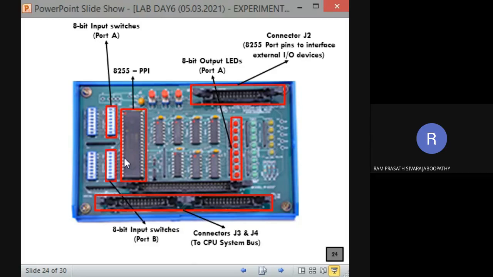Similarly port B kooda 8 switch koduthirukkaanga. What it means? Namma panna pora experiment la port A la switch connect panna porom, port B la LED connect panna porom, correct? Aana inga enna provision koduthirukkaanga? Rendu provisionume koduthirukkaanga. Port A la 8 switch connect pannikkalaam or 8 LEDs we can connect. Similarly port B 8 bit input switches, 8 bit output LED. Fine. Then port C porutha varaikkum ippadi irukku. Only 5 LEDs that is connected to PC0, PC1, PC3, PC7, PC5, PC7.